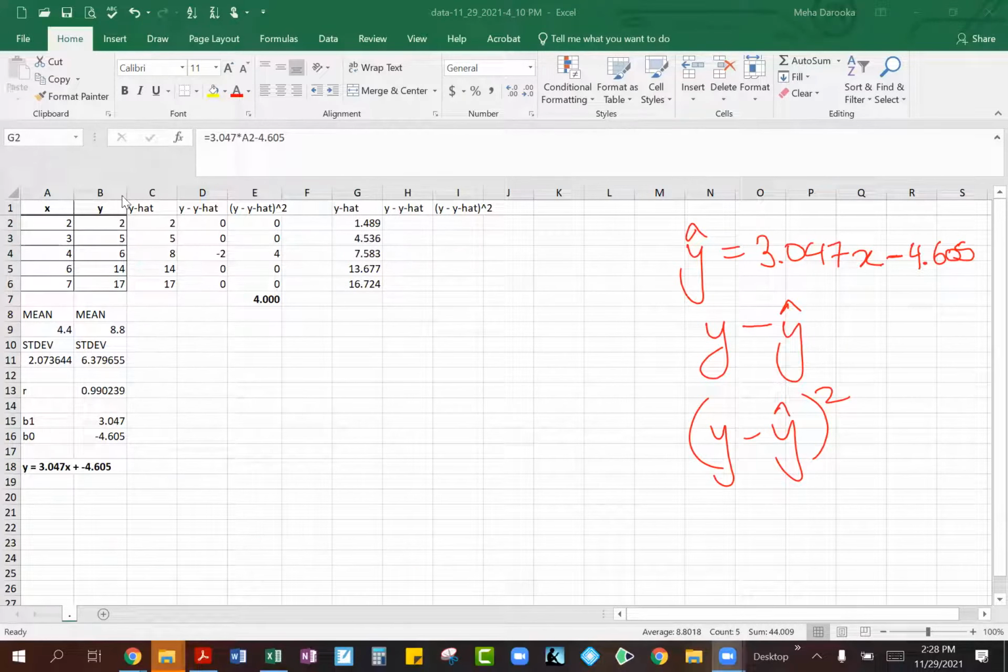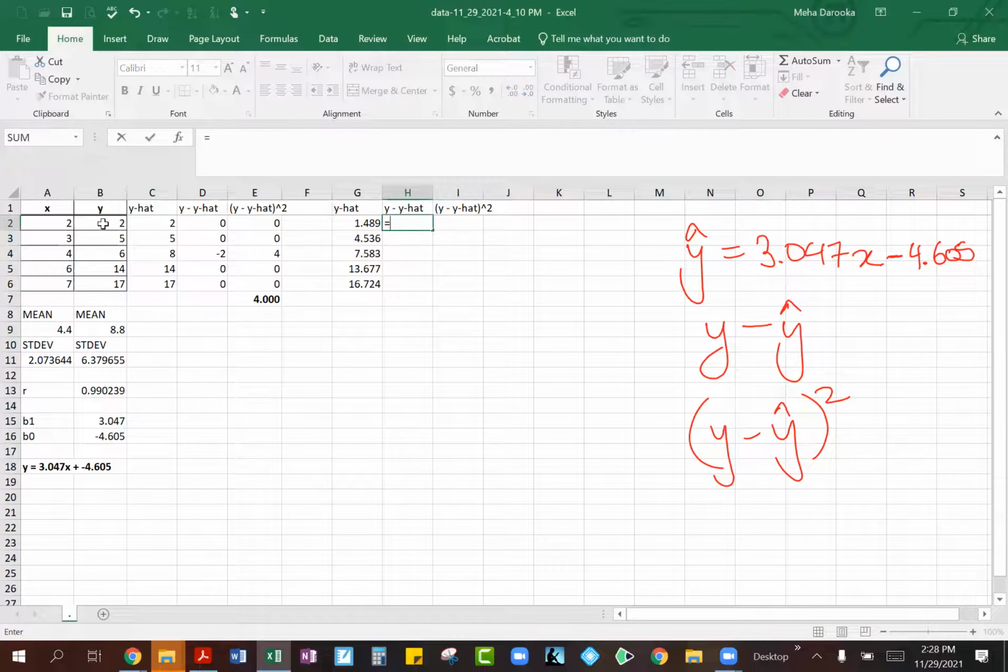And you will see we're close enough to these y hat values from the first equation, but yeah, there is definitely a slight difference. Now you do the y minus y hat, so equal to original y value minus the new y hat you just calculated. Okay, so again, original y value minus the new y hat based on the equation from part D.